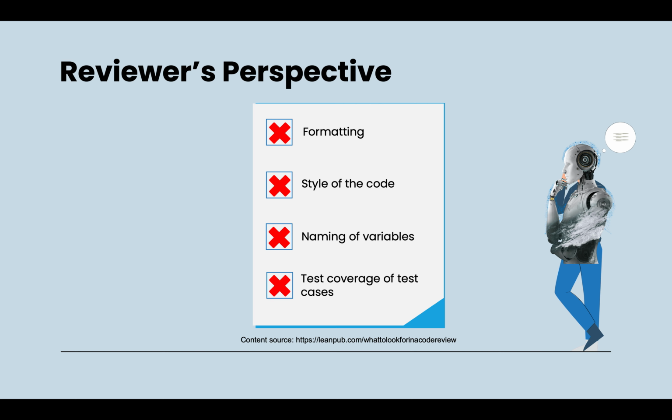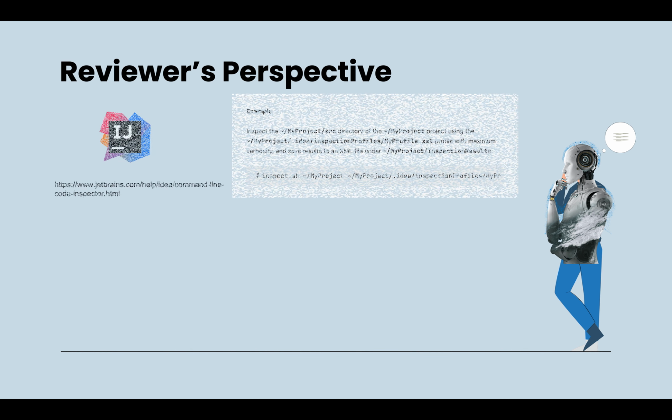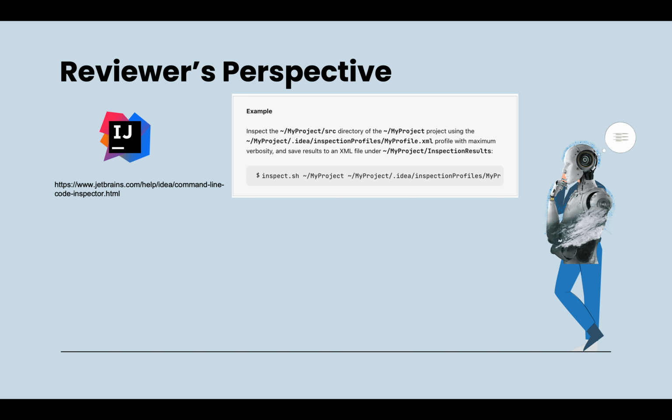For instance, certain existing tools can be used for these things. A feature from an IDE like IntelliJ IDEA, for example, provides the ability of running code inspections from the command line, where we can check for things like possible bugs, bad coding style, syntax errors, and more.